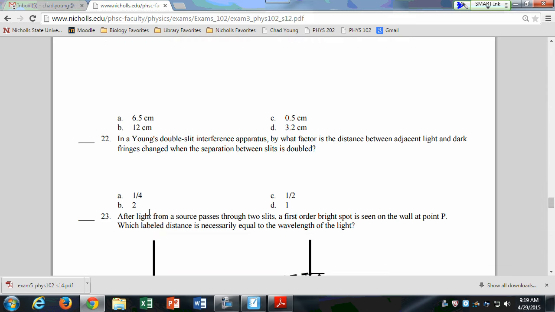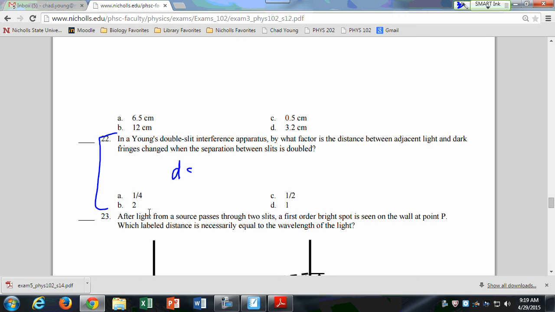You'll also have some of these questions. We had several of these on the concept test about what you do to the slit in order to change the pattern. Go back to the concept test because we had several questions like that. Like if I want to make the pattern more spread out, what do I do to the width of the slit, or the separation between the slits? And that's a similar question here. In Young's double slit apparatus, by what factor is the distance between light and dark fringes changed when the separation between the slits is doubled?